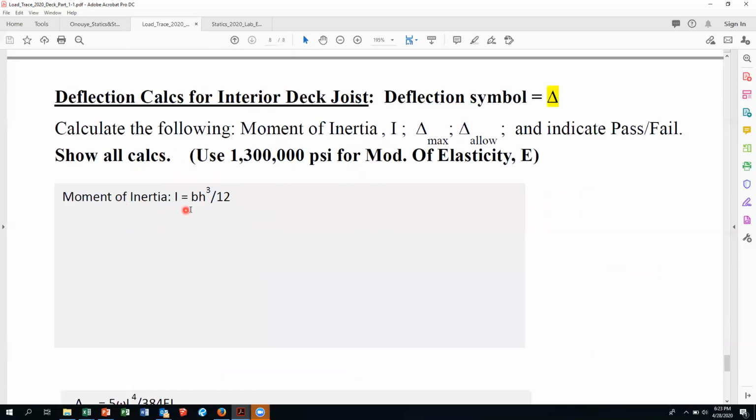So right here, there's your formula for moment of inertia, bh cubed over 12. What was the size of the deck joist? That was a 2x10. So the base is 1.5 inches. The height is 9 1/4. Cube the height, divide that beast by 12, and that's your moment of inertia. So you got to show me the calcs for that.